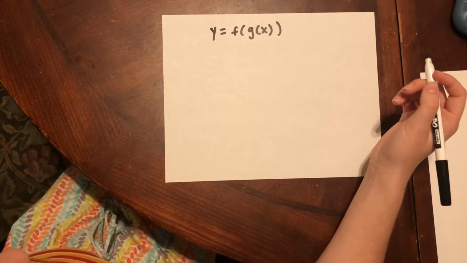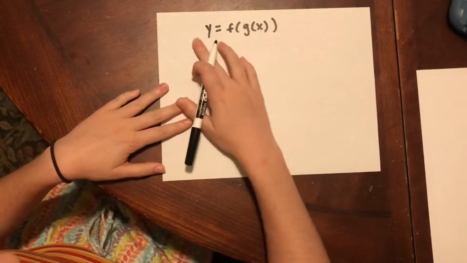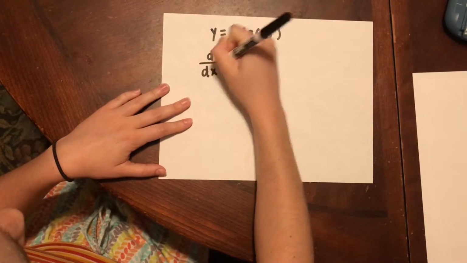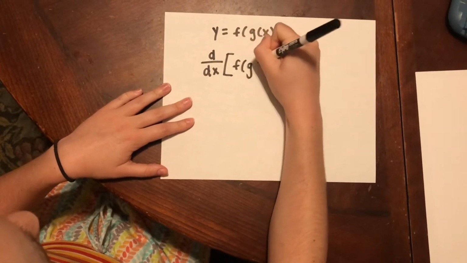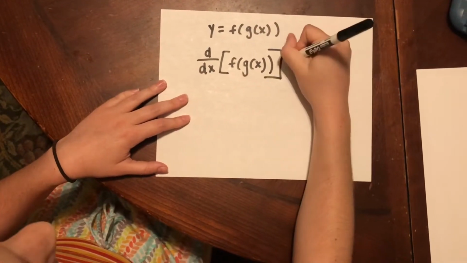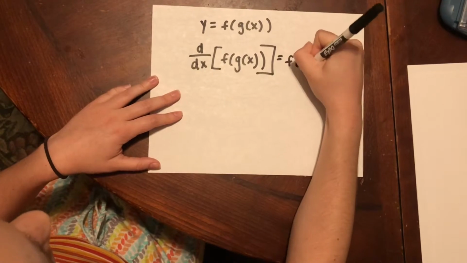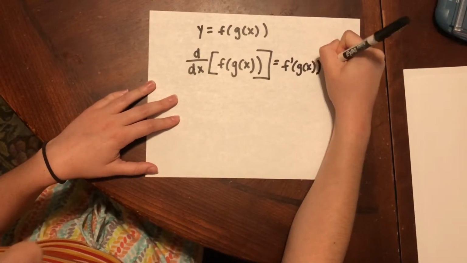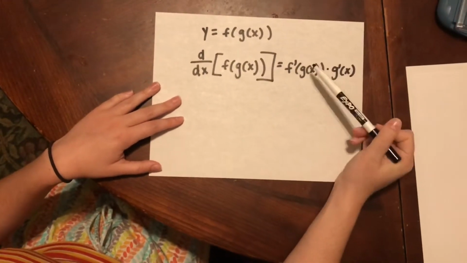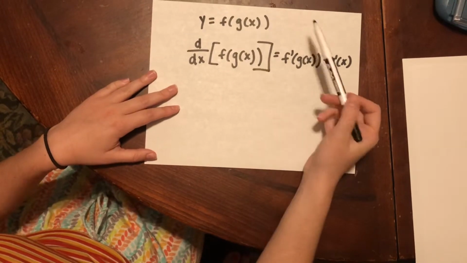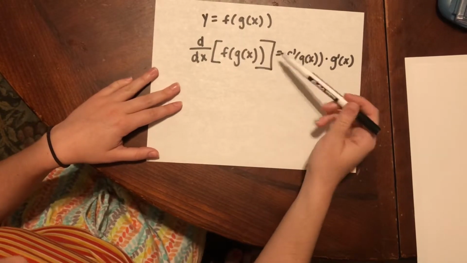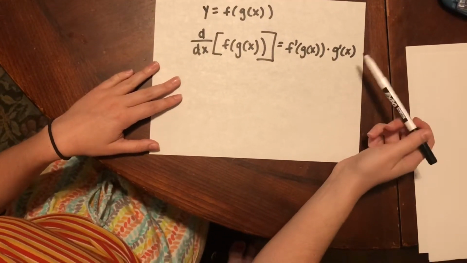So to apply the chain rule is when we take the derivative of f of g of x, which looks like this. So the derivative of f of g of x equals f prime of g of x multiplied by g prime of x. So basically, it's the outside of the function, which is f of x, times the inside of the function. So the derivative of the outside, f prime of g of x, times the derivative of the inside.